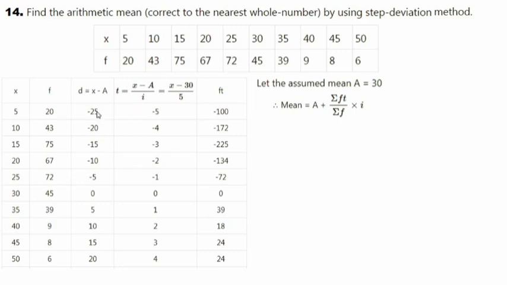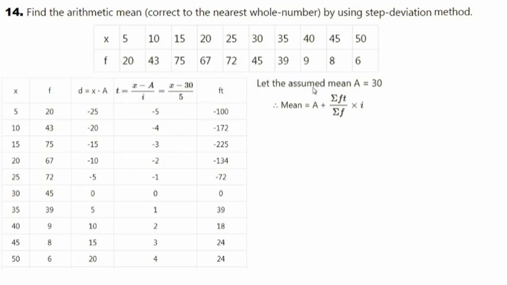25 and 5 get cancelled, so you get minus 5. Minus 20 divided by 5, minus 4. Minus 15 divided by 5 is minus 3. Minus 10 divided by 5, minus 2. Minus 5 divided by 5 is minus 1. When you divide 0 by any number, you get 0. 5 divided by 5 is 1, 10 divided by 5 is 2, 15 divided by 5 is 3, 20 divided by 5 is 4. So in this way we got our t also.